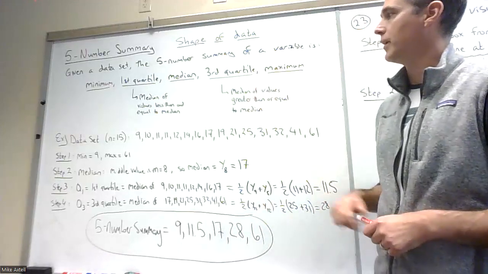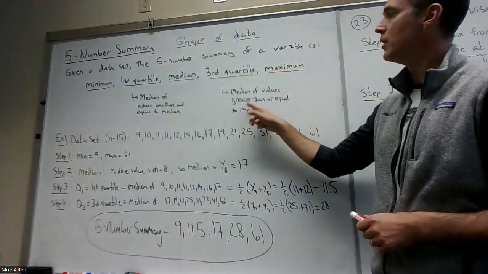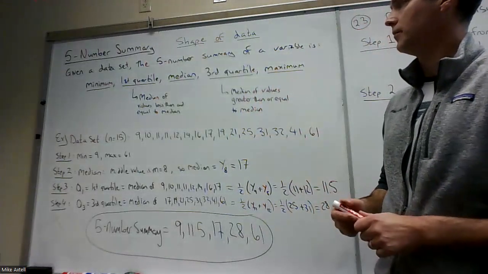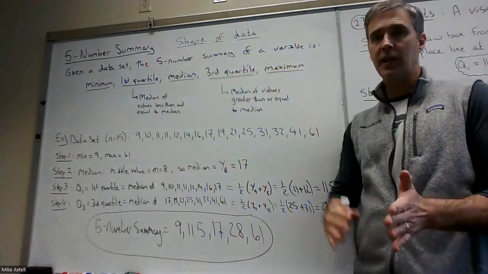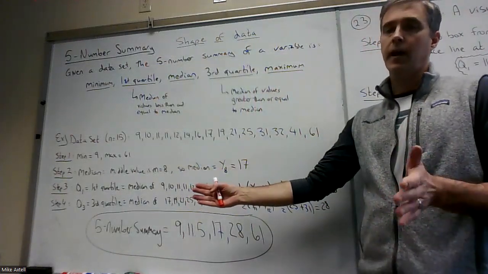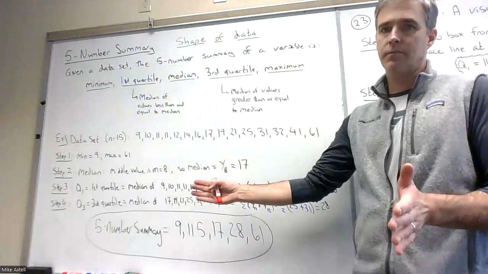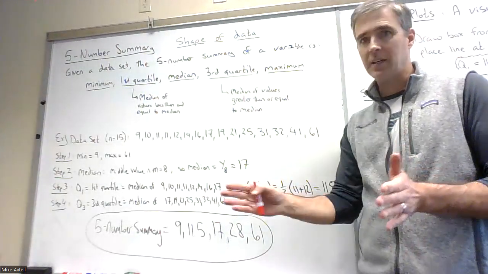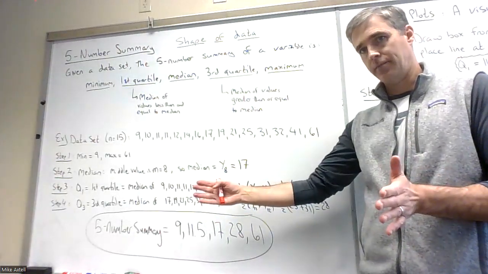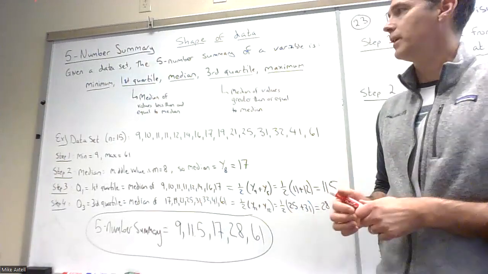The third quartile then is the median of the values greater than or equal to the median, okay? So take the median and everything above it, if the median is one of the data points, and take the median of that upper half data. Okay, and I'm going to do an example that will hopefully illustrate it.